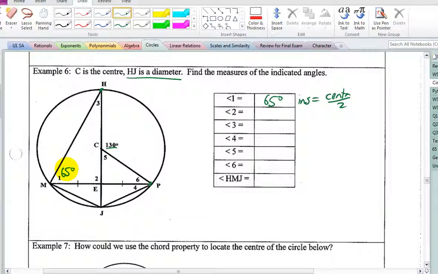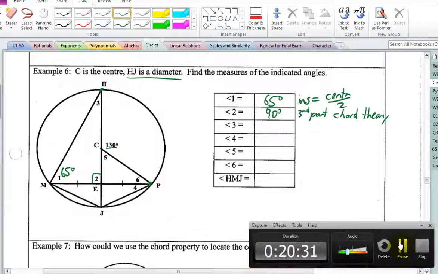What's angle 2 got to be? 90 degrees. Why? It's the third part of the chord theory. Right? We have a line from center and the chord's bisected. So we got to add the 90 degrees. Okay. Angle 3, how are you going to find that? Okay, you should finish the rest yourself. Go for it. I'll give you a minute. Try and get them all now.